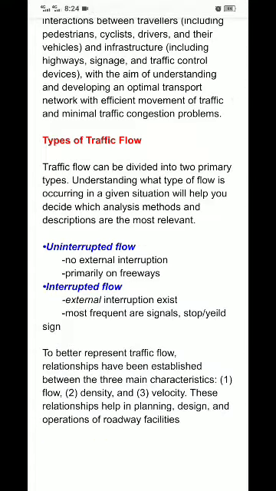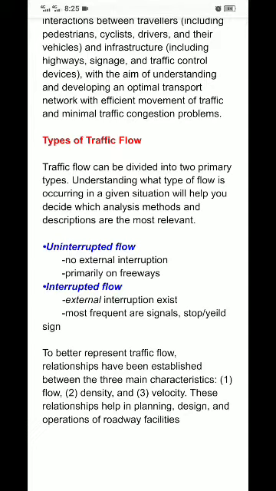The first type is called uninterrupted flow. No external interruption, primarily on freeways. So this type of traffic flow is the flow of traffic in which there are no obstructions to the movement of vehicles along the road. Freeway is one example for this type of facility. In a freeway, when a vehicle enters, there is no need for the vehicle to stop anywhere till it leaves the freeway.